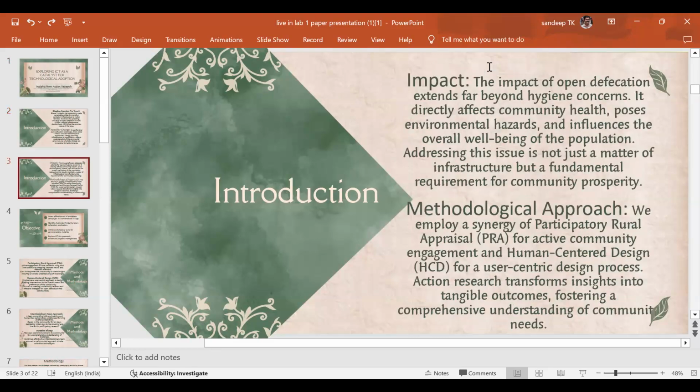We identified open defecation as extending far beyond a hygiene concern. It directly affects community health, poses environmental hazards, and influences the overall well-being of the population. Addressing this issue is not just a matter of infrastructure, but a fundamental requirement of community prosperity. The methodological approach we identified is participatory rural appraisal (PRA) for active community engagement and human-centered design (HCD) for a user-centric design process. Action research transforms insight into tangible outcomes, fostering a comprehensive understanding of community needs.